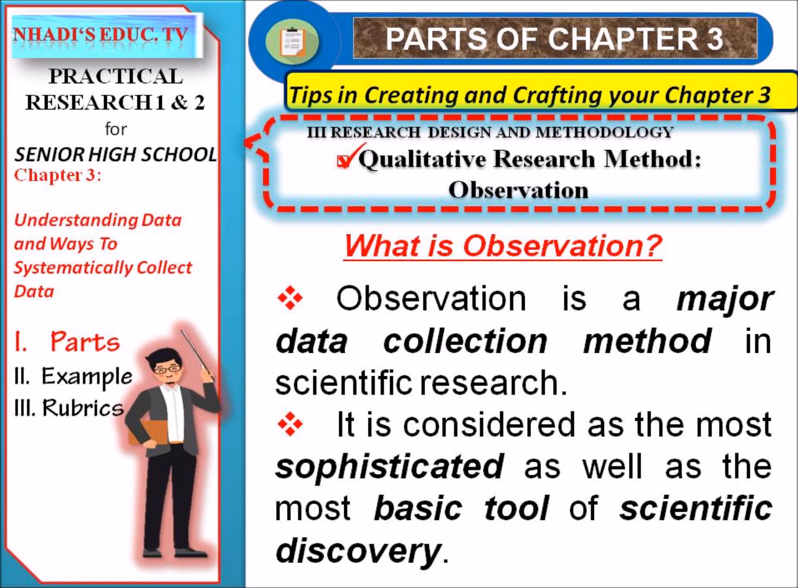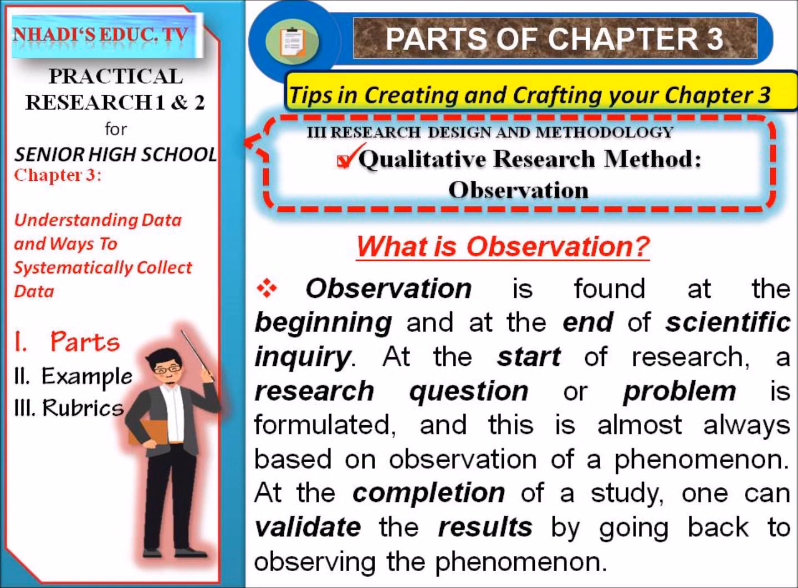But this kind of ordinary observation is not sufficient to be considered a method for scientific inquiry. Observation is found at the beginning and at the end of scientific inquiry. At the start of research, a research question or problem is formulated, and this is almost always based on observation of a phenomenon. At the completion of the study, one can validate the result by going back to observing the phenomenon.